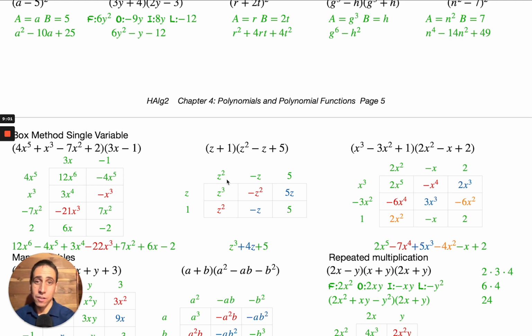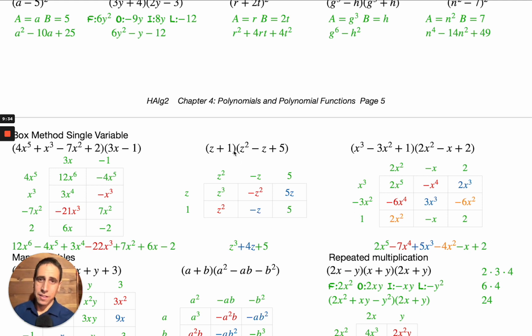And because they're all in descending order like that, the degree of 2, degree of 1, degree of 0, degree of 1, degree of 0, the like terms that you have to combine are actually super close to each other. They're right next to each other, and they're diagonal. And so we can see z cubed is all by itself here. There's no other like terms to add, but these two actually cancel out. Z squared minus z squared is nothing, it's 0. 5z plus negative z gives you 4z, and 5 is all by itself. So the answer is here.